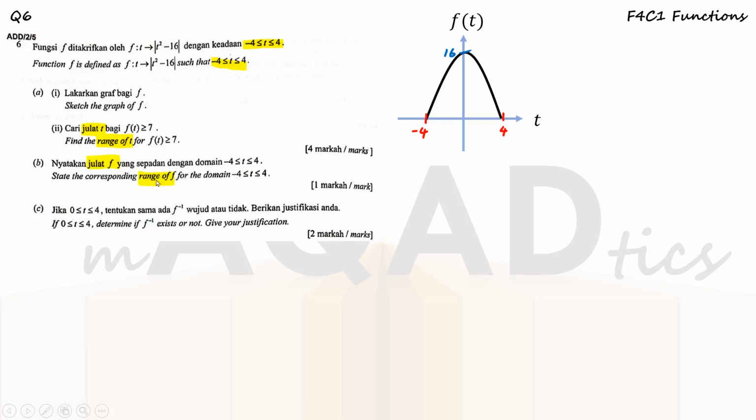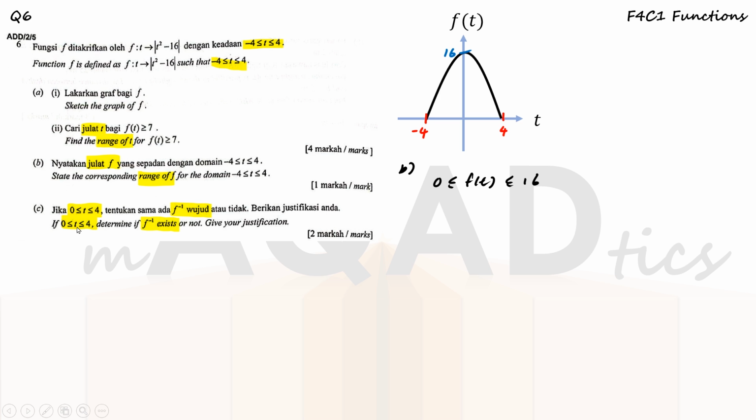And for part B, we need to find the range of f using the same interval of t, right? So range depends on the y-axis. So here we need to find the minimum and the maximum value of the y-axis. Okay, so the minimum value is 0, which is here, and the maximum is 16, right? So your range should be written in this way, and in the middle, make sure you put f(t), not y, right? Because the function here says f(t).